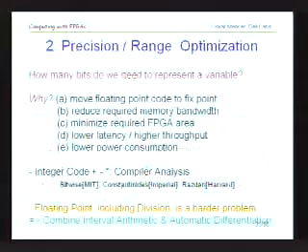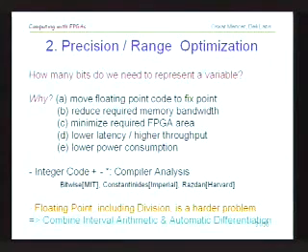A second point was precision and range optimization. We want to find the optimal number of bits that we really need in order to represent a particular data value. And this has turned out to be quite a challenge. There are lots of different things that need to be considered when trying to limit the number of bits.